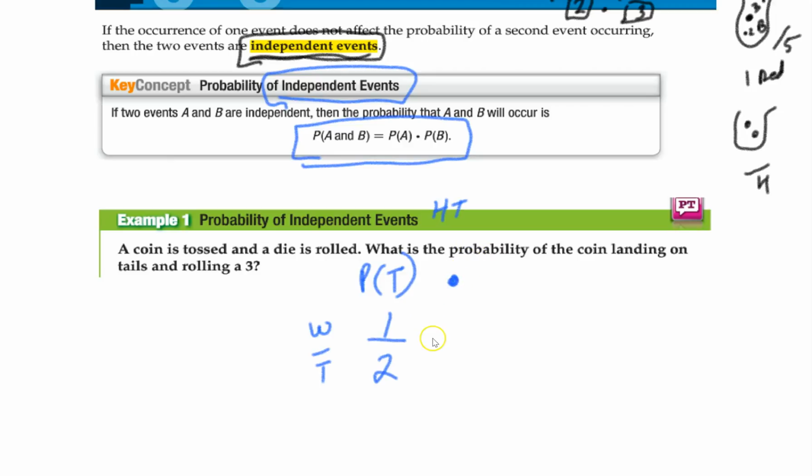And we're going to multiply that by the odds of rolling a 3. Remember when we roll a die, there's 1, 2, 3, 4, 5, 6 choices. And we want the 3. So there's only a 1 out of 6 chance of getting that. So if I flip a coin and roll a die, the odds of getting a tails and rolling a 3 is 1 out of 12.